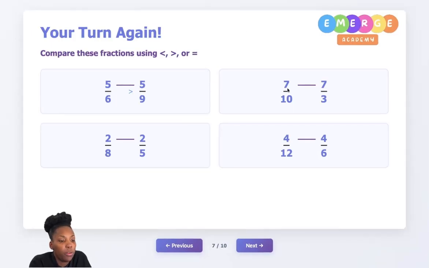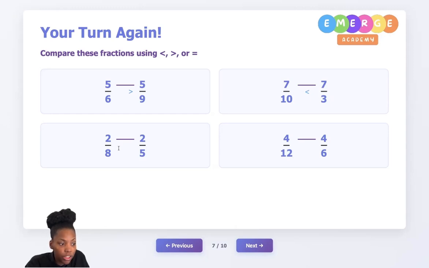Okay, so let's have a look now at the 7/10 compared to the 7/3. Now, again, we have the same numerator, so we're going to be looking at our denominator. And we can see here that this one is the smaller denominator, which means that this fraction here is the overall largest one. So we're going to say that 7/10 is the smallest one overall. So 7/10 is less than 7/3. So we can just put our less than sign here to show that it's less than 7/3.